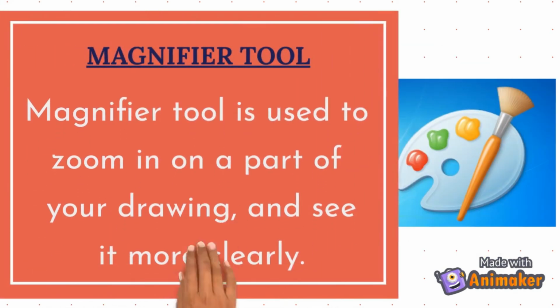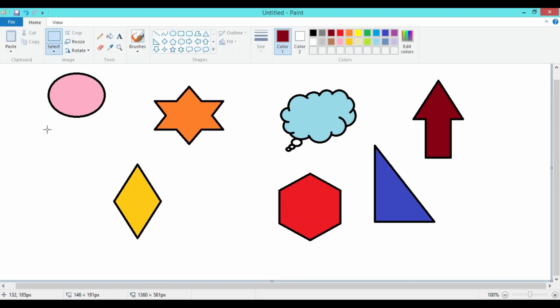Magnifier tool. The magnifier tool is used to zoom in on a part of your drawing and see it more clearly. Let's see how we can use the magnifier tool in the Paint program. So this is my Paint program and I have already created some drawings using the shape tool. The magnifier tool is present under the Home tab in the Tools group. The magnifying glass icon is the magnifier tool.